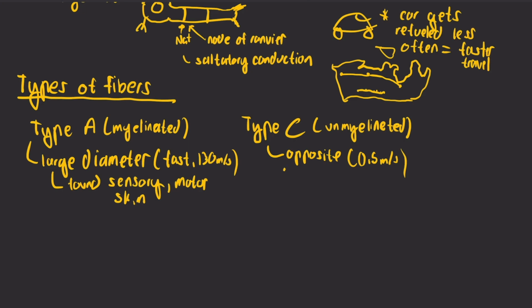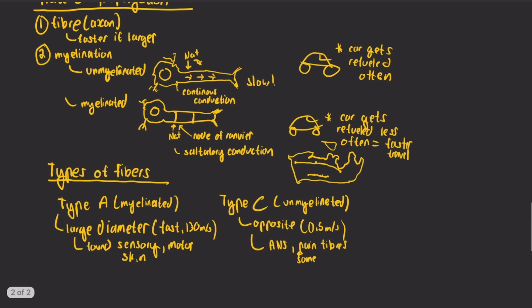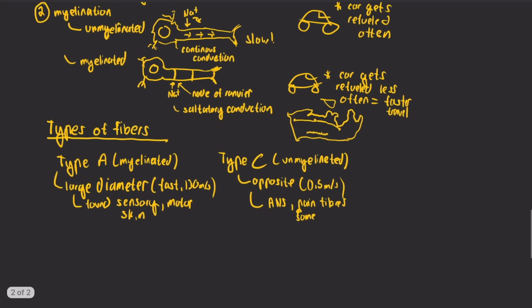And rather than being found in the skeletal muscles, sensory neurons, and motor neurons, you're going to find these type C fibers in autonomic areas and some pain fibers. So the autonomic nervous system and some pain fibers. Okay, so I hope that helps clear everything for today.